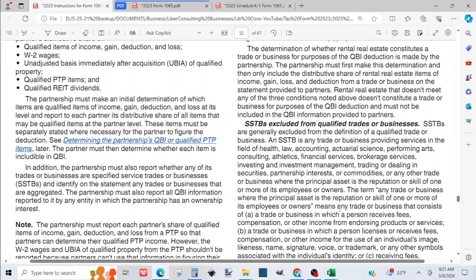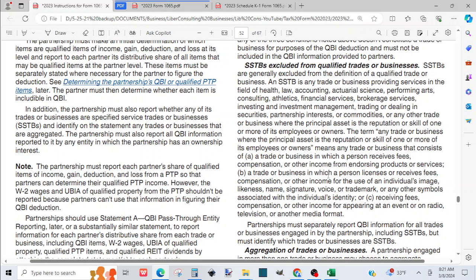more of its employees or owners means any trade or business that consists of a trade or business in which a person receives fees, compensation, or other income from endorsing products or services; a trade or business in which a person licenses or receives fees, compensation, or other income for the use of an individual's image, likeness, name, signature, voice, or trademark, or any other symbol associated with the individual's identity; or C, receiving fees, compensation, or other income for appearing at an event or on radio, television, or other media format.